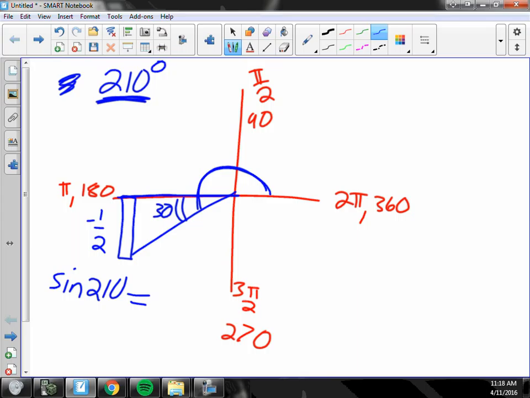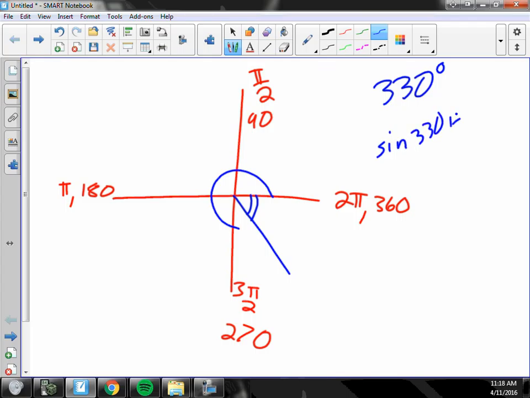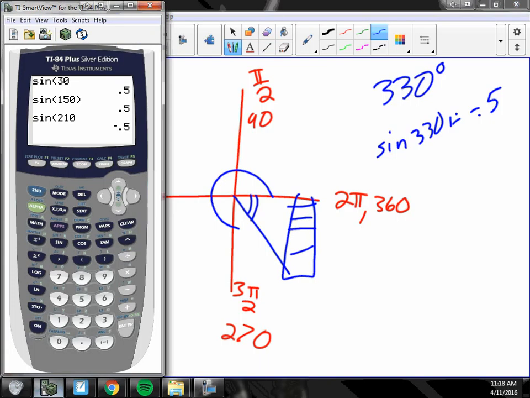Okay. What about 330 degrees? Where's that going to land? Quadrant 4. What's the reference angle? 30. So the sine of 330 should be negative 0.5. Why negative? Because the wall is below the ground, so we can double check. The sine of 330 is negative 0.5.